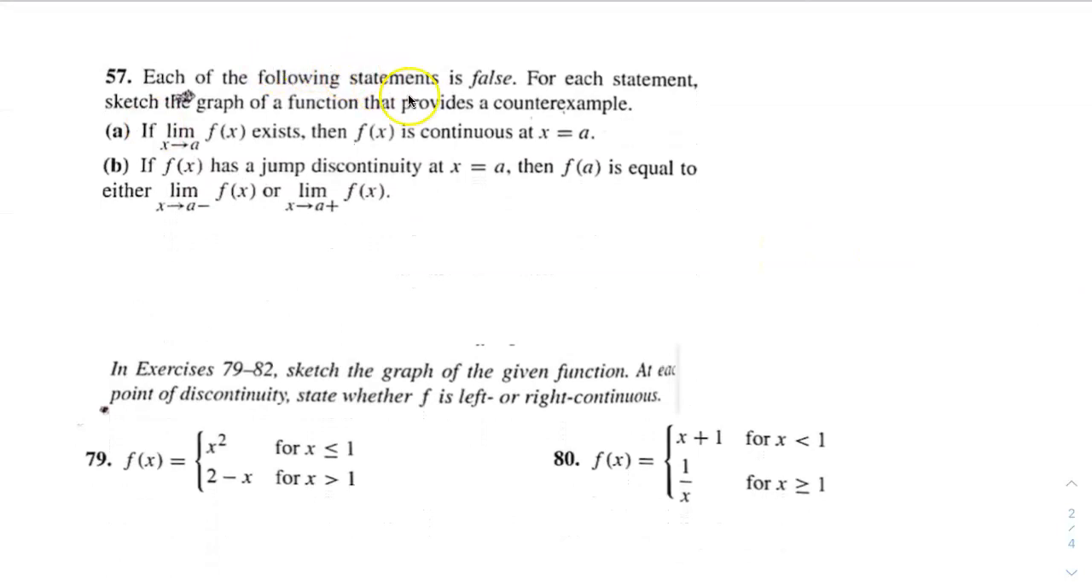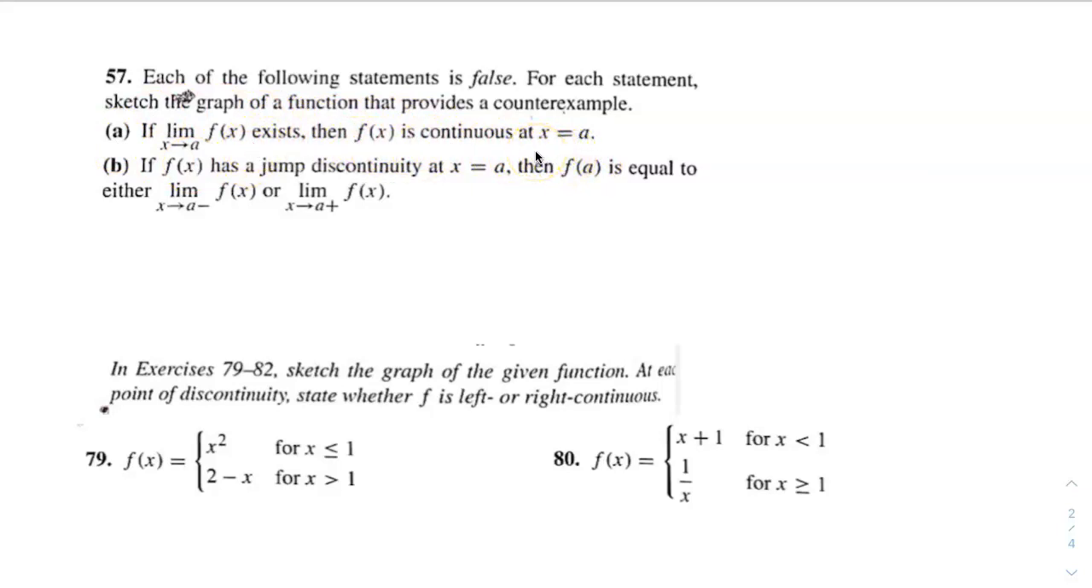57. Each of the following statements is false. For each statement, sketch the graph of a function that provides counterexamples. So key thing to keep in mind here, each of these is false. This is not a true statement. So A, if the limit as x approaches a of f of x exists, then f of x is continuous at x equals a. So what this is saying is, if the limit exists, then it must be continuous. Right? And this is a false statement.